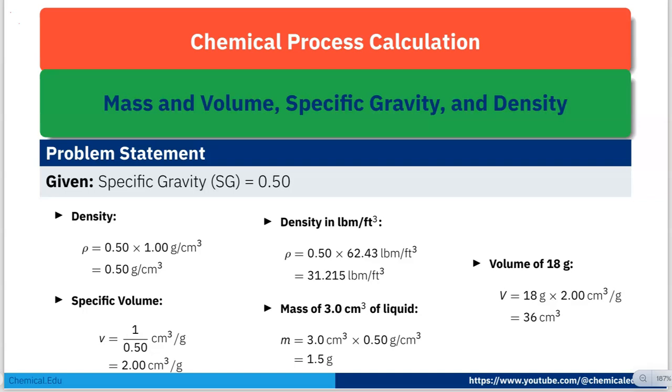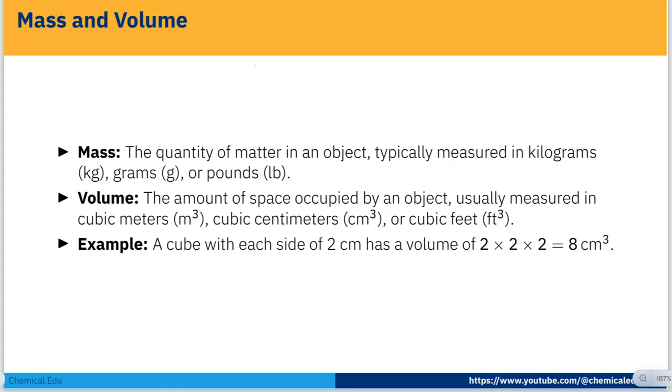Today I'll talk about mass, volume, specific gravity and density. First, mass and volume. What is mass? The quantity of matter in an object is called mass, typically measured in kilogram or gram or pounds.